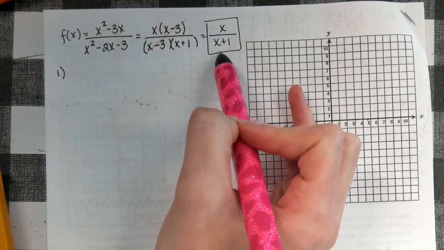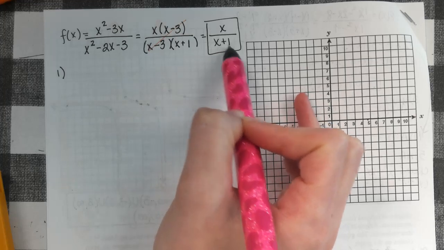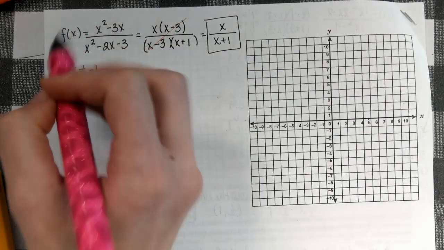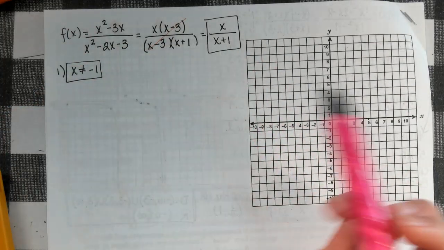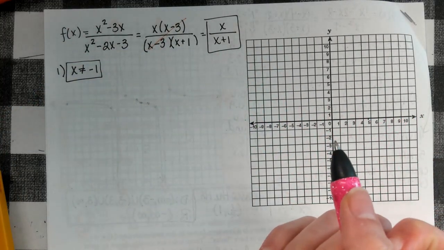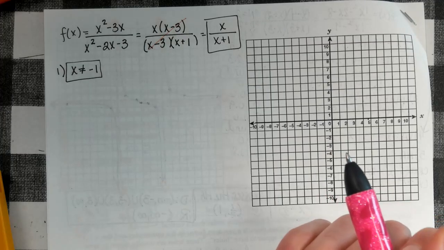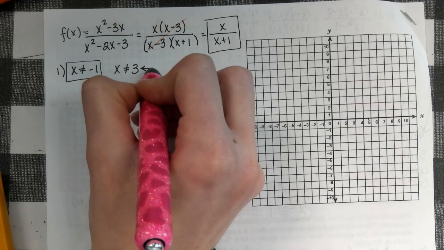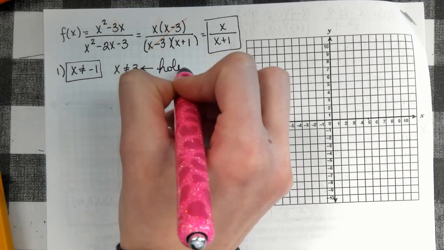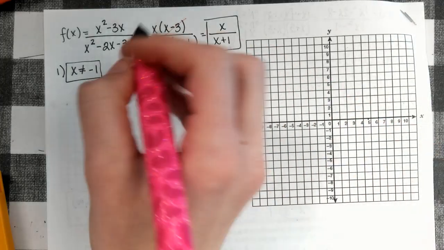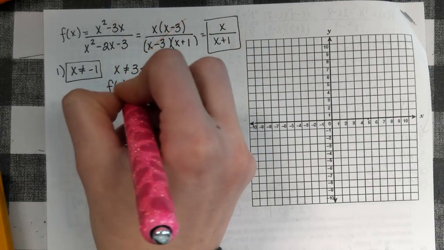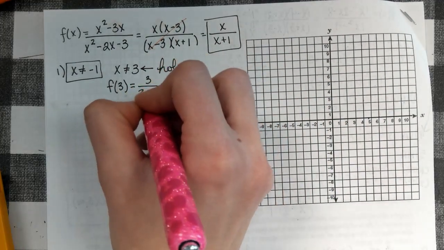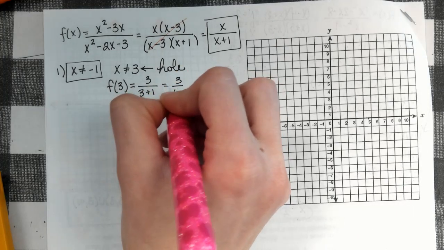So because I now still have something in my denominator, I can come up with a restriction that x cannot equal -1. What do I do with that x minus 3 that I originally had? What does that cause? A hole. A hole. So x cannot equal 3. We're going to find where that hole in the graph is. Okay, so we're going to find f of 3. So we plug that into our simplified form, 3 over 3 plus 1. And that's 3/4.